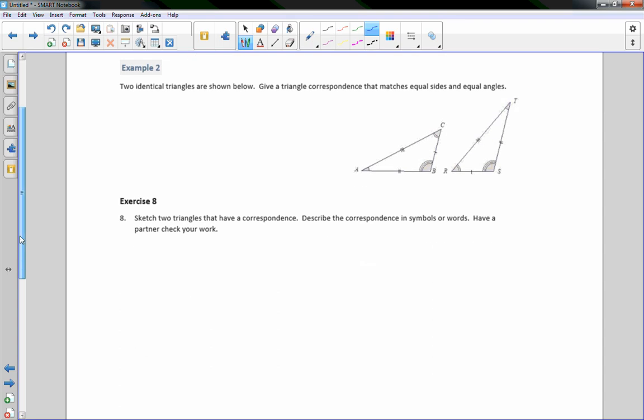Example 2. Two identical triangles are shown below. Give a triangle correspondence that matches equal sides and equal angles. I'm just going to mix this up a little to explain that naming a triangle does not have to be in alphabetical order. It does not have to go clockwise. It can go counterclockwise, and you can start with any letter. So I'm going to start at the top and go counterclockwise. I'm going to call this triangle CAB.